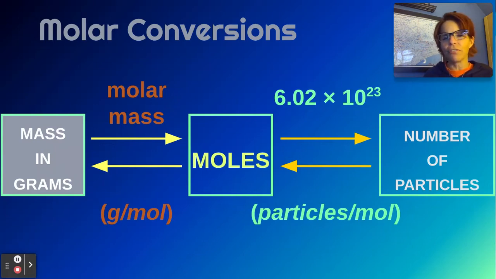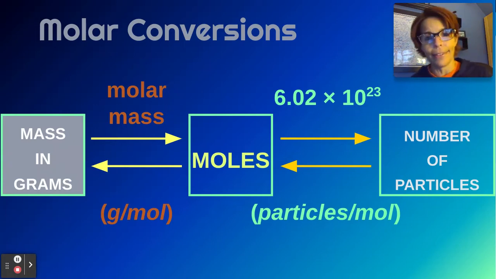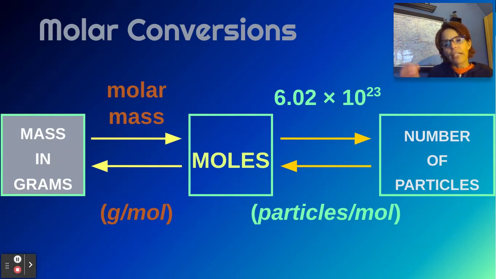Let's say I'll give you some crazy number. Let's say we have 4.68 times 10 to the 26th molecules or atoms of carbon. How many moles of carbon do I have? Well, we're going to use that 6.02 times 10 to the 23rd to calculate moles. Okay, now I've introduced that to you.